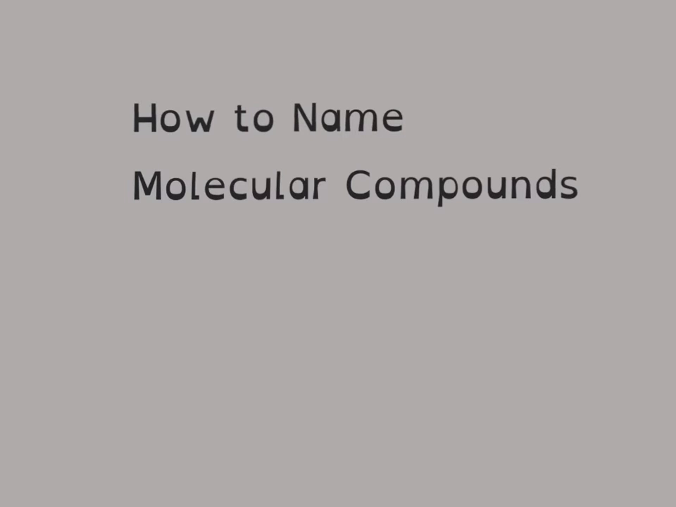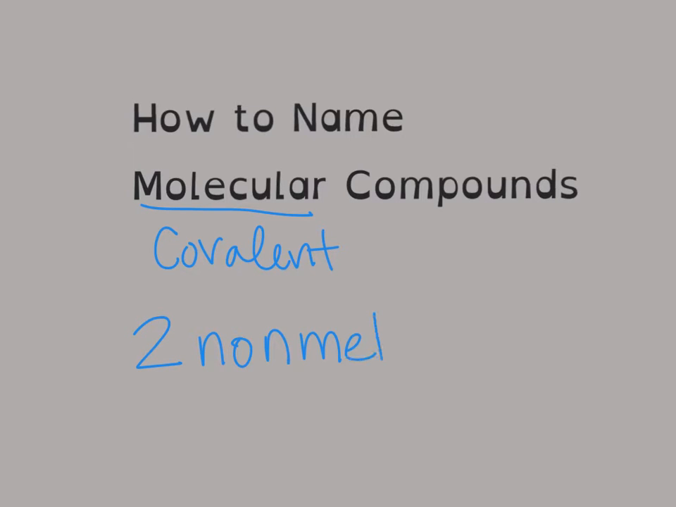Hi, in this screencast, we're going to learn how to name molecular compounds. Molecular compounds are sometimes called covalent compounds. A covalent or molecular compound is identifiable by the fact that it has two nonmetals. So you will need to be familiar with where the nonmetals are in the periodic table. Anytime that you see just two of those elements together, they are one of these types of compounds that we're going to name today.